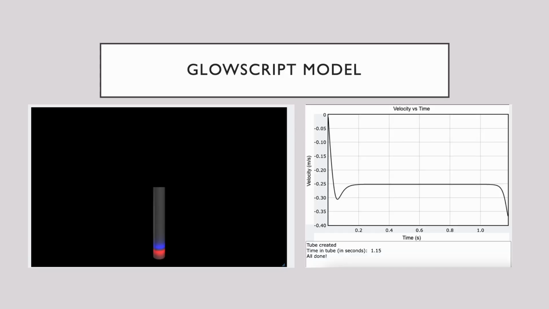And here you can see on the model, you can see the 2 currents generated while the magnet's falling on the aluminum foil on the left, shown in blue and red. And then you have the velocity versus time graph on the right, showing how the velocity changed as the magnet fell through the tube in the simulation.